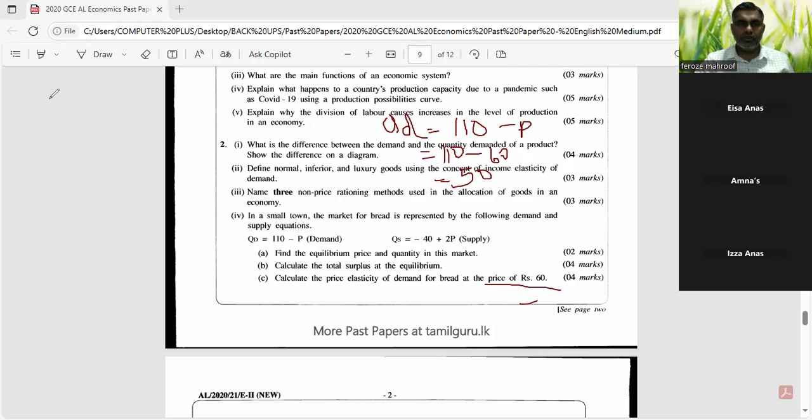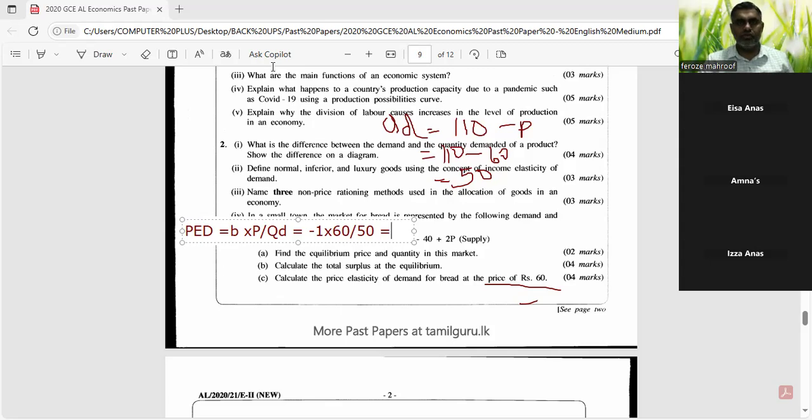As usual, you will calculate the PED. So PED is equal to delta QD over delta P into P over QD. Therefore, it's going to be B into P over QD. B is minus 1 because QD is 110 minus P. So B is minus 1 into price 60. They have requested to calculate at 60. At 60 rupees you get the quantity 50. Therefore, the answer is 60 over 50.